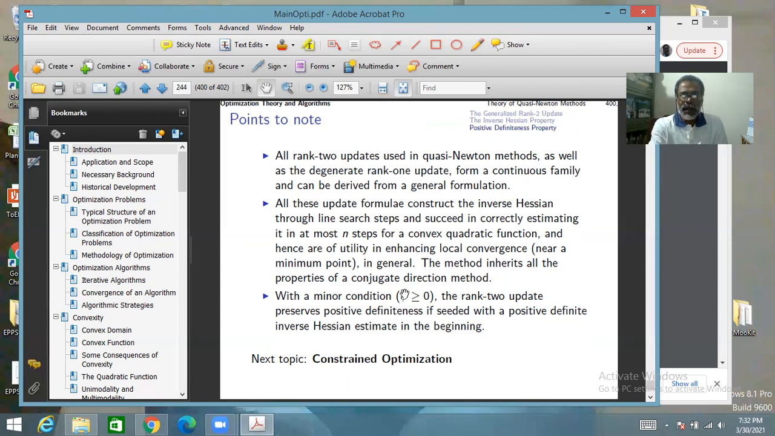With this minor condition, the rank 2 update preserves positive definiteness over iterations if seeded with a positive definite inverse Hessian estimate in the beginning, for any function, whether quadratic or not, whether convex everywhere or not. This inverse Hessian estimate will preserve positive definiteness all over the iterations. Okay. So here we stop, and this completes our study of unconstrained optimization. In the next lecture, we start with constrained optimization. Thank you.